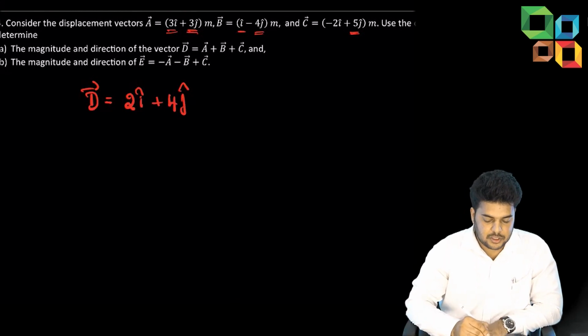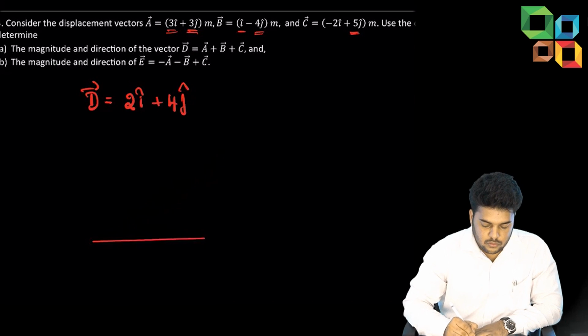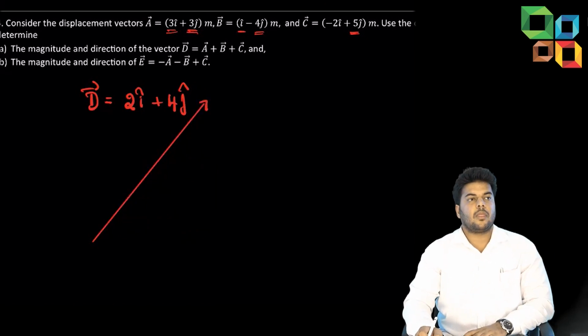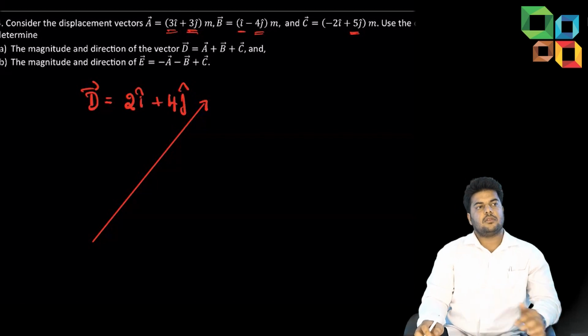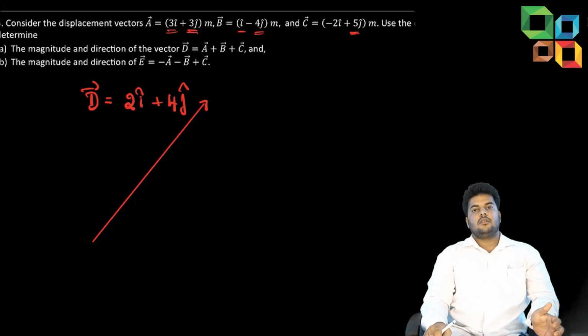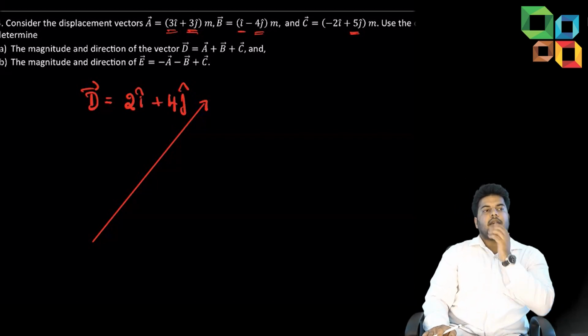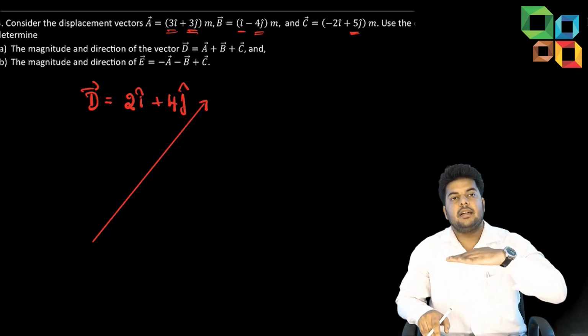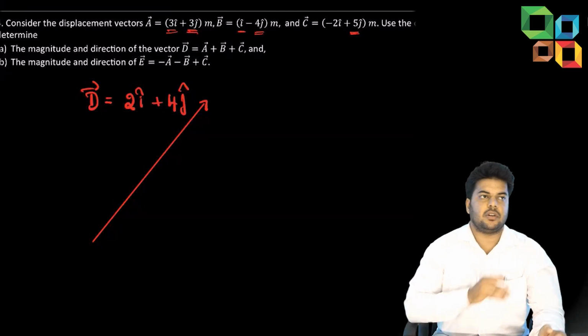2i plus 4j. Let me just plot it out for you. 2i, and 4j would be like this. Yes, this is my d vector. What is its direction? Now, who will answer that? 2i plus 4j. What is its direction? By direction, I mean, what angle does it make with the horizontal?